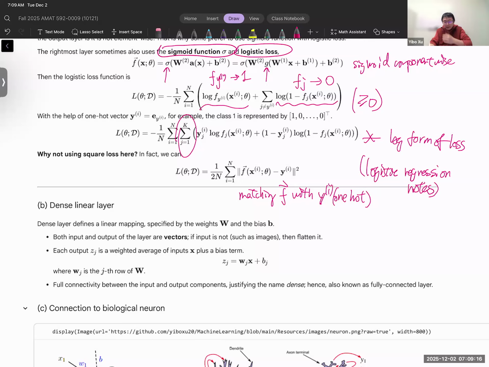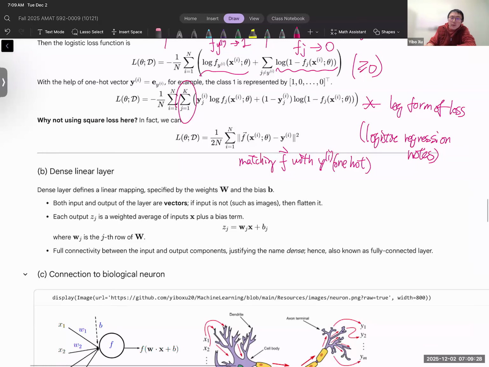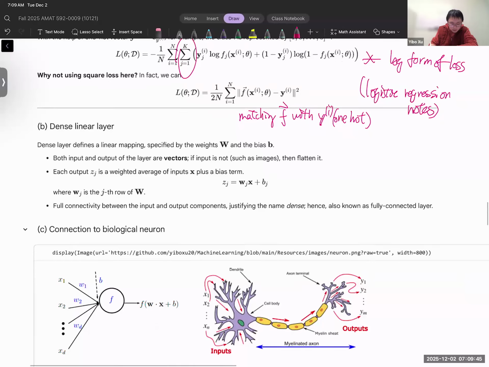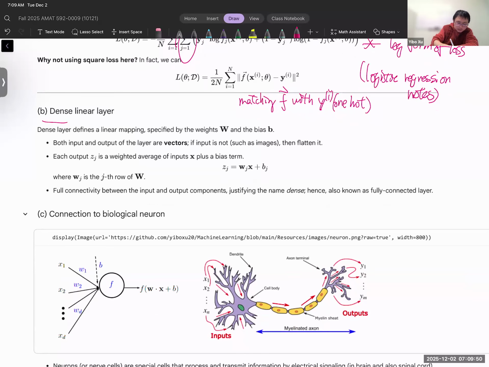So if you do that, then this is not using the log anymore. But you're still trying to get the f vector as close to the y vector here, right? Of course, once you design the model, you do have different ways that you choose the loss function. Okay. All right. So now, when we talk about whether a layer is dense or not, what does it mean?